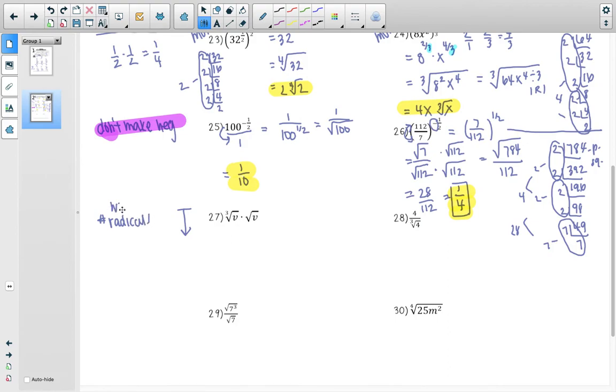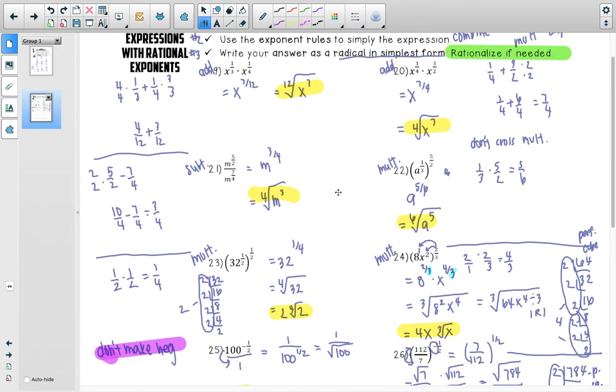So write as radicals. Starting here, there's a power of 1, so it's v to the first power, and then it's a cube root, so 1/3. And then this is a square root. There's nothing written, it's v to the first power. So we have v to the 1/2. That looks a lot like 19 and 20.